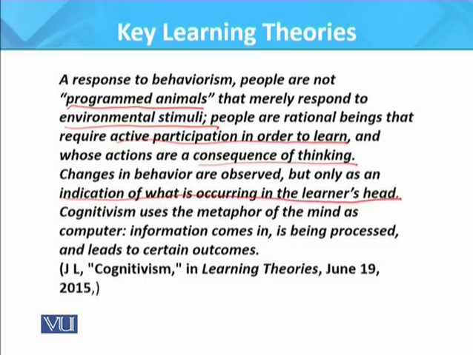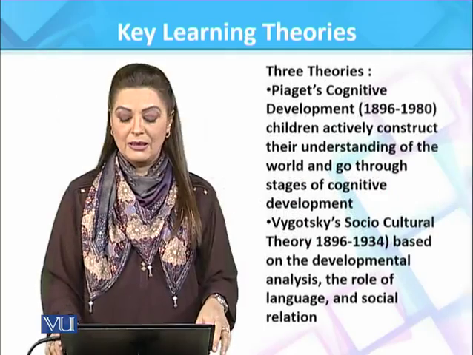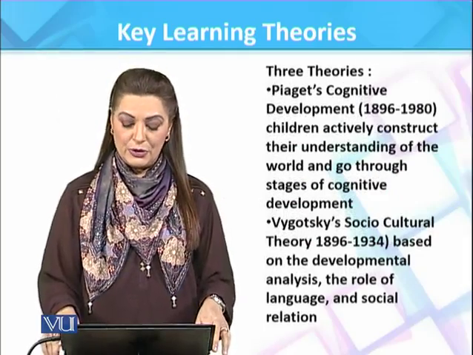Cognitivism uses the metaphor of the mind as a computer. Information comes in, is processed, and leads to certain outcomes. So this is what mostly the psychologists who work on cognitivism believe, that cognitivism can be used as a metaphor of mind as computer, where you receive the information, you process the information, and based on that, you provide a certain outcome. Three theories come under this approach.